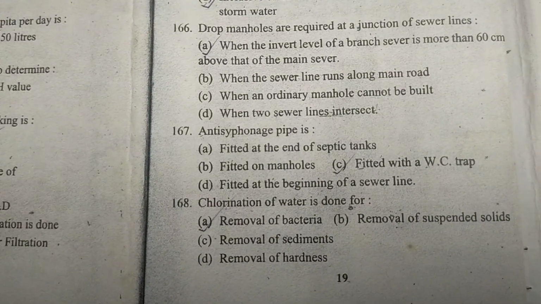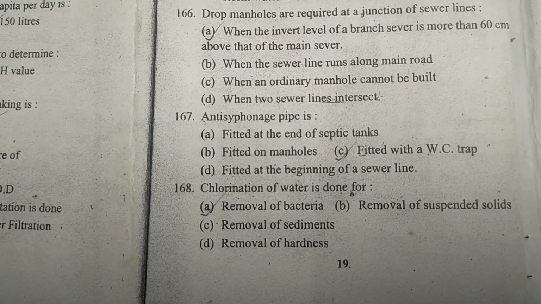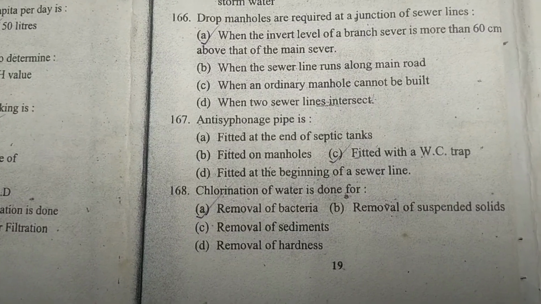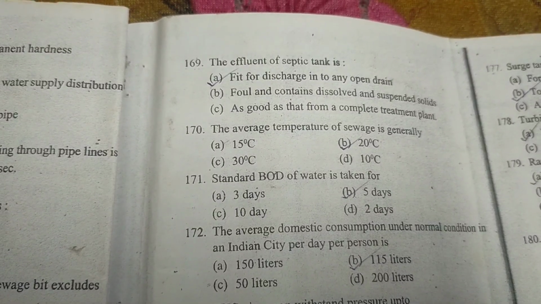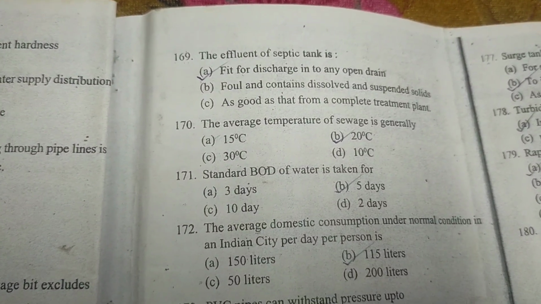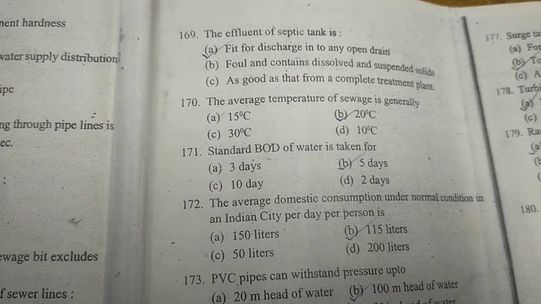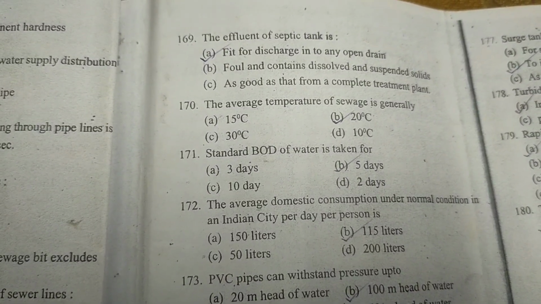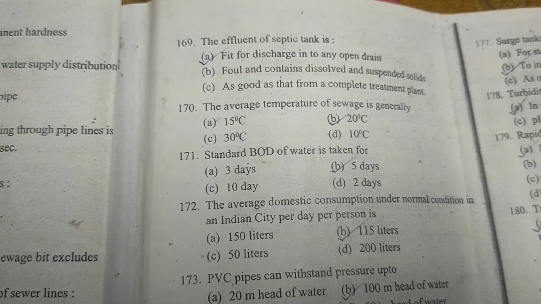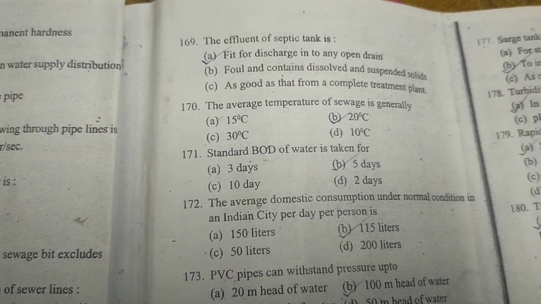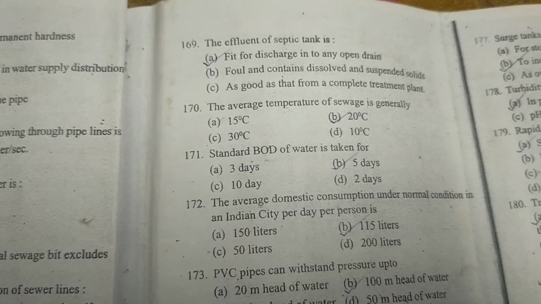Anti-siphonage pipe is fitted with a water closet trap. Chlorination of water is done for removal of bacteria. The effluent of a septic tank is fit for discharge into any open drain. The average temperature of sewage is generally 20 degrees Celsius. Standard BOD, biological oxygen demand of water, is taken for 5 days. The average domestic consumption under normal conditions in an Indian city per day per person is 150 liters.